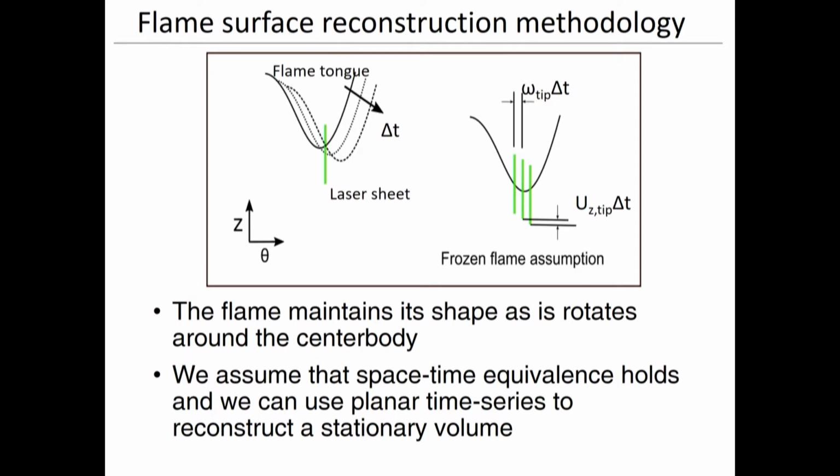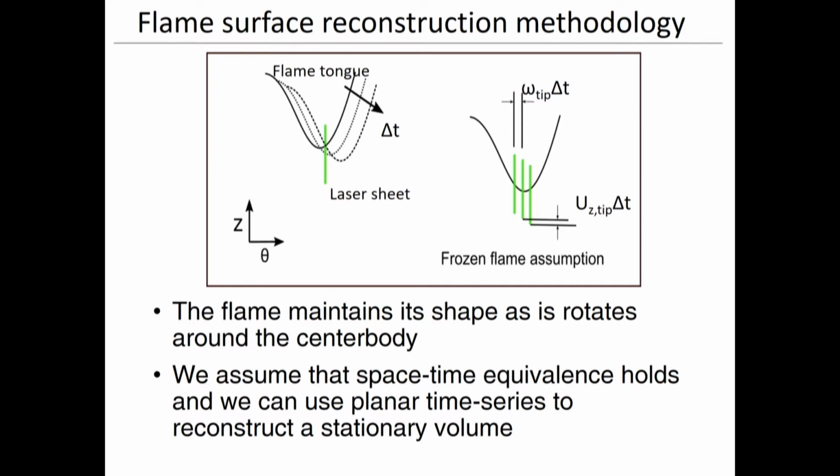And what that lets you do is a time-space equivalence principle. This is similar to, if you're familiar with it, Taylor's hypothesis. It's like Taylor's hypothesis for a rotating flow, or a swirling flow. So the idea is this. We have a laser sheet that's fixed in space, and then we have a flame tongue that propagates in time, and at different times you're cutting through different parts of that flame tongue. Well, if the flame shape stays the same and the flow structure stays the same, that's equivalent to having a stationary flame tongue, frozen in space, and you just chop it like this and look at different cross sections of it.